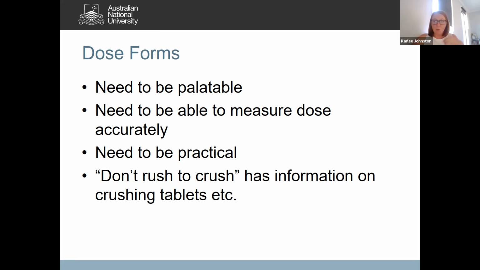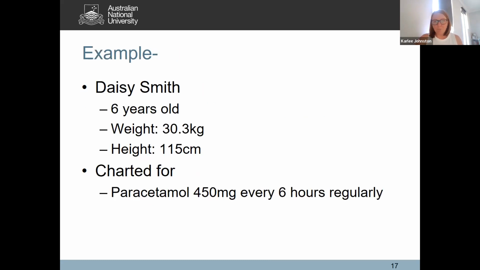You can find that information both in the children's AMH, which is the gold standard that we talked about, but also MIMS has got a little tab that gives you information. It's called Don't Rush to Crush, and it gives you information about crushing tablets and dissolving things, not just for children, also for people who can't have a full dose tablet, say somebody with a nasogastric tube, for example. So you can find information there too.